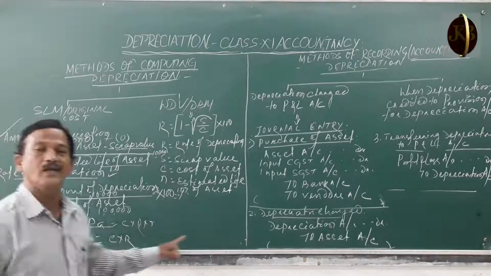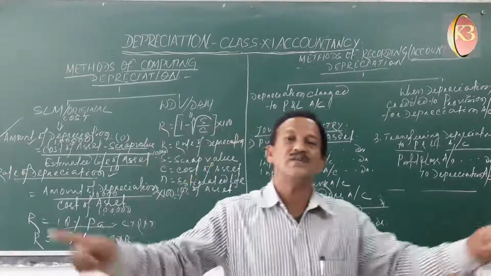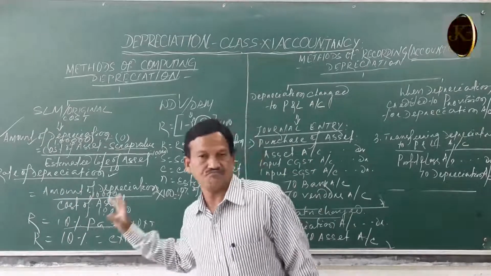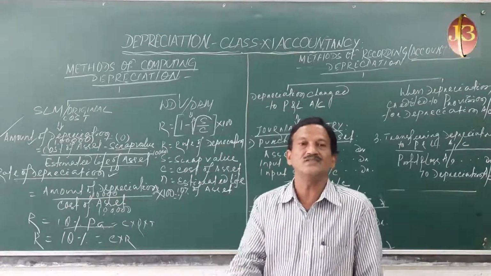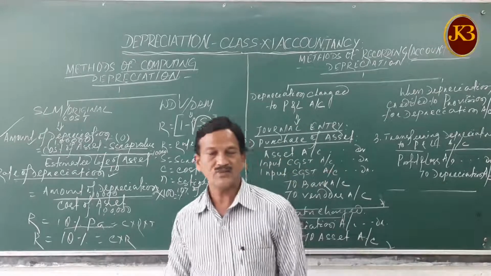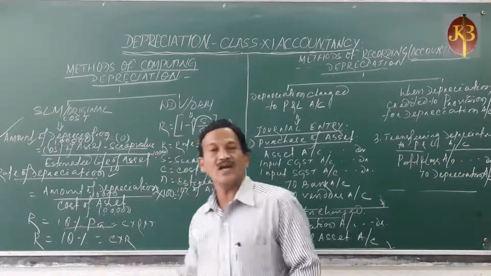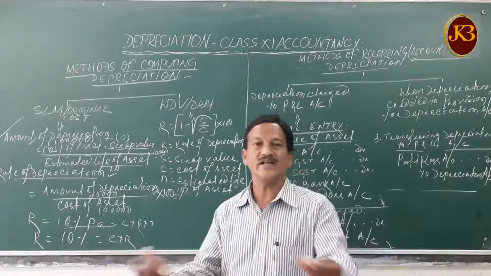So for the whole year, the percentage will remain the same. That is not proportionate to the time, that means the month or the year. Irrespective of the year, you have to calculate directly the flat rate, 10% of 1 lakh.